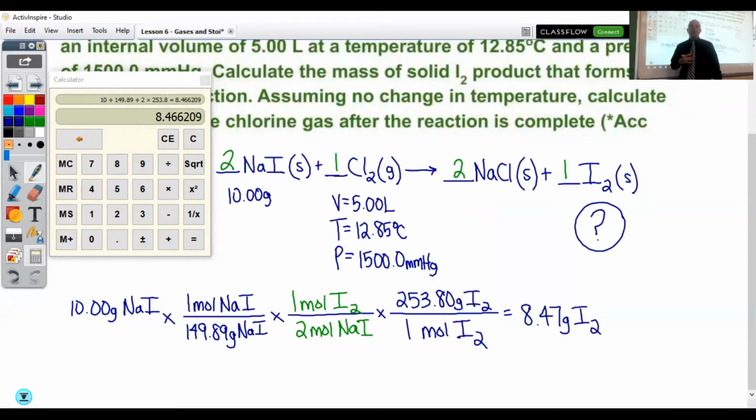Now, we will not know whether that number is the smaller or larger amount until after we perform a similar calculation using our chlorine gas. However, this time, instead of using mass to moles, going through molar mass, we have to use our conditions of pressure, volume, and temperature to get our initial number of moles of chlorine. So let's take a look at this.